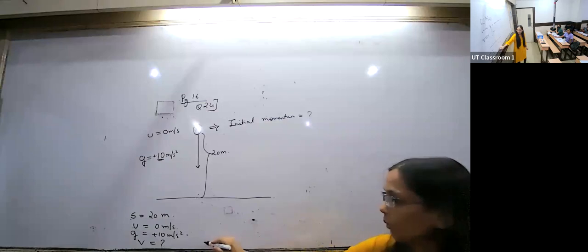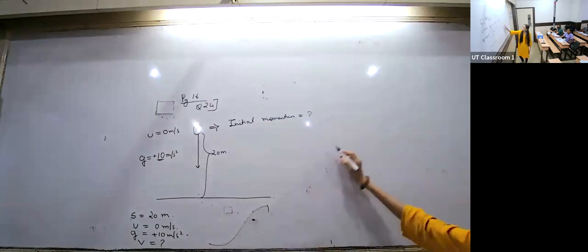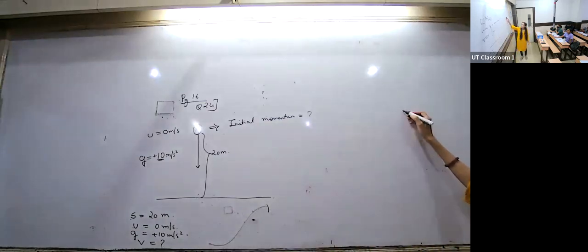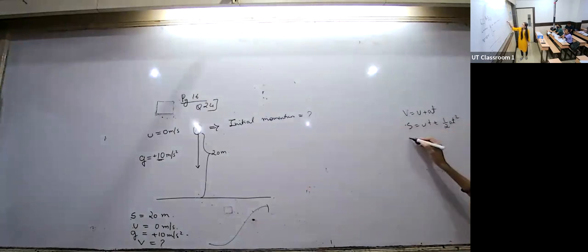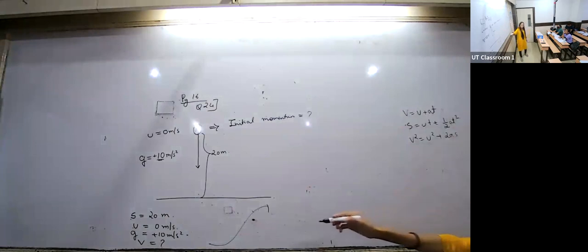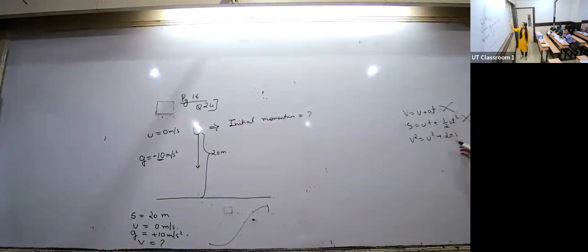Final velocity के लिए आप क्या करोगे? 3 kinematic equations को याद करिए. First one क्या था? V is equal to U plus AT. Second one is S is equal to UT plus half AT square. The third one is V square is equal to U square plus 2AS. And these two have time factors. If I have time factors in my given information, then surely I of course can't use those. Let me see if I can use this one or not.